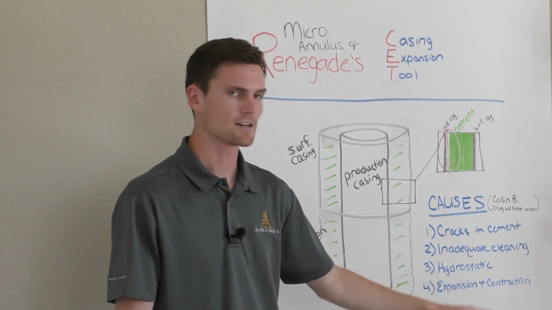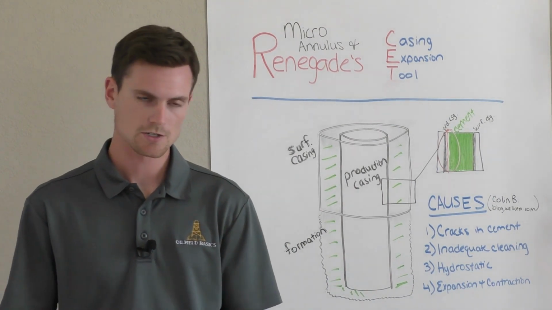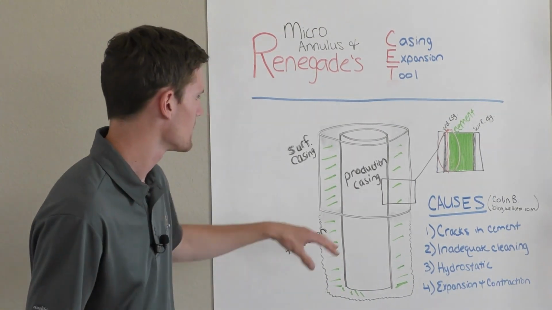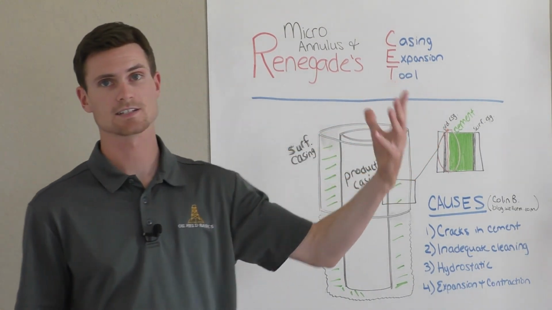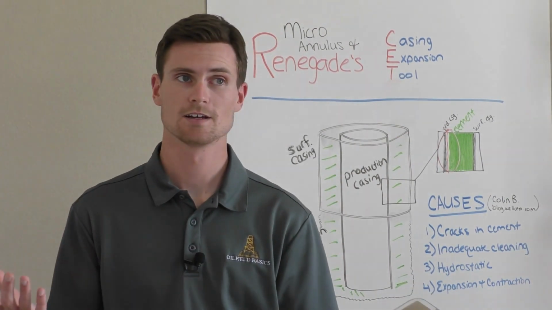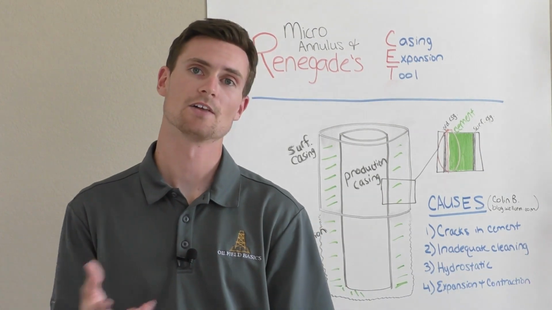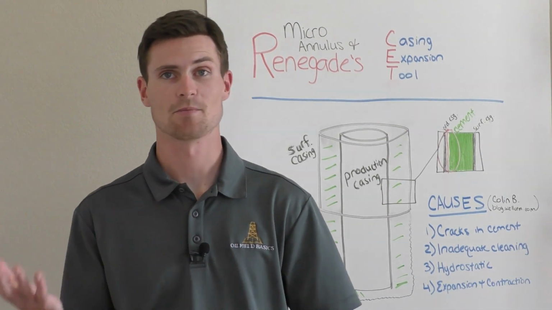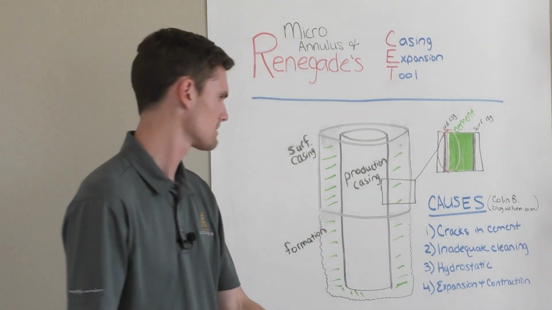Third, hydrostatic. This is more so referring to if you don't have enough hydrostatic pressure on it as the cement is hardening, then sometimes you can get gas come in, or basically reservoir inflow, and thus creating channeling and a microannulus in the cement as it hardens.